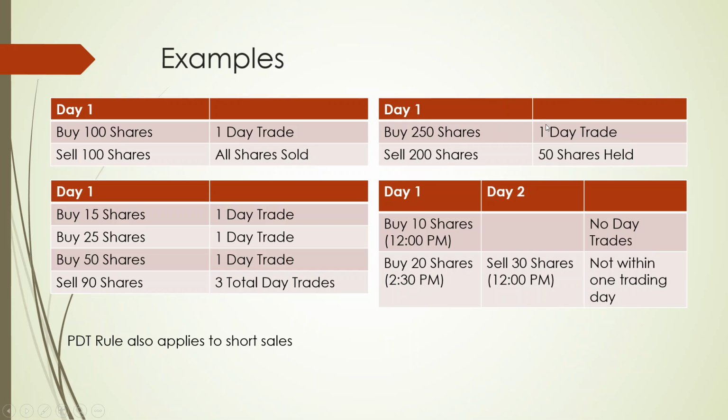Let's look at our second example now. You buy 250 shares in the morning, and you sell 200 shares in the afternoon in one business day. That's one day trade. Even though you didn't sell all the shares that you bought that day, and you still have 50 shares left, it's still one day trade.